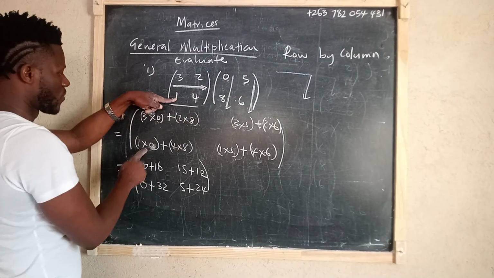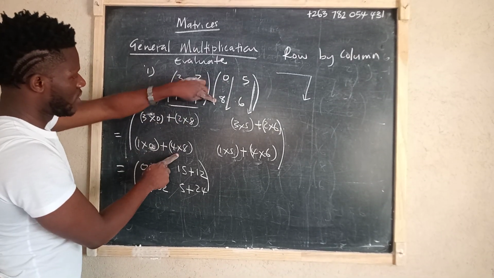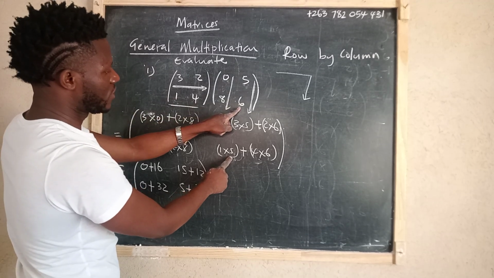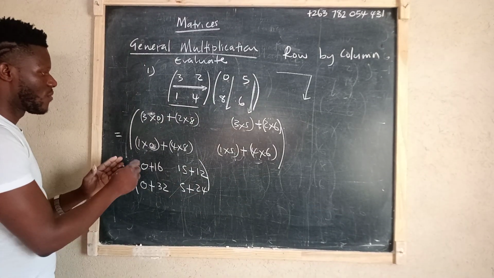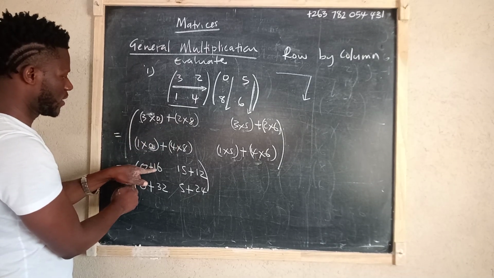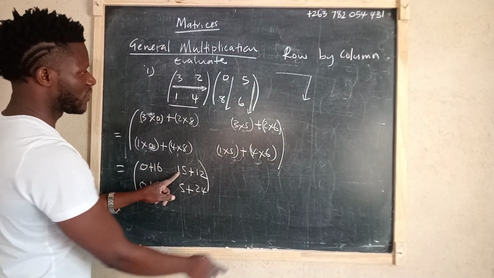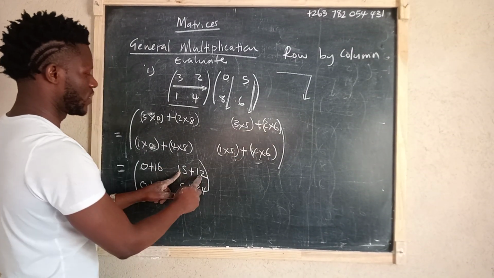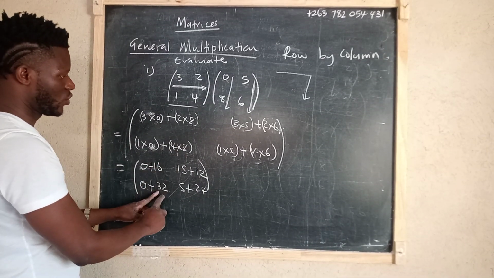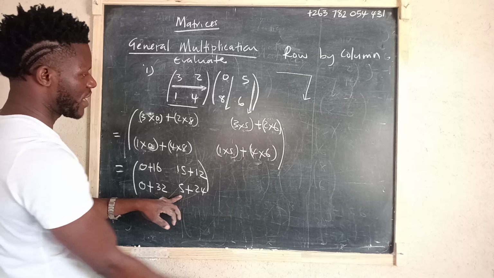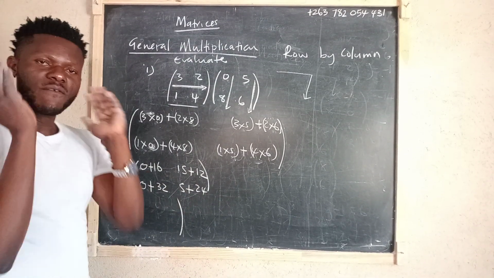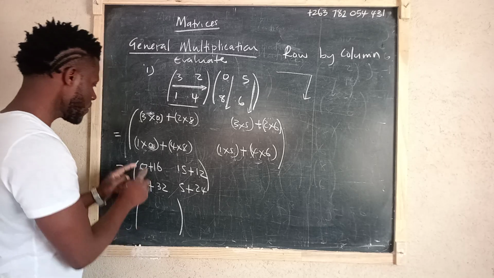1 by 0, 4 by 8, 1 by 5, and 4 by 6. Correct. Now, multiplication: 3 times 0 is 0, 2 times 8 is 16, 3 times 5 is 15, 2 times 6 is 12, 1 times 0 is 0, 4 times 8 is 32, 1 times 5 is 5, 4 times 6 is 24. Then we will proceed to get our answer.